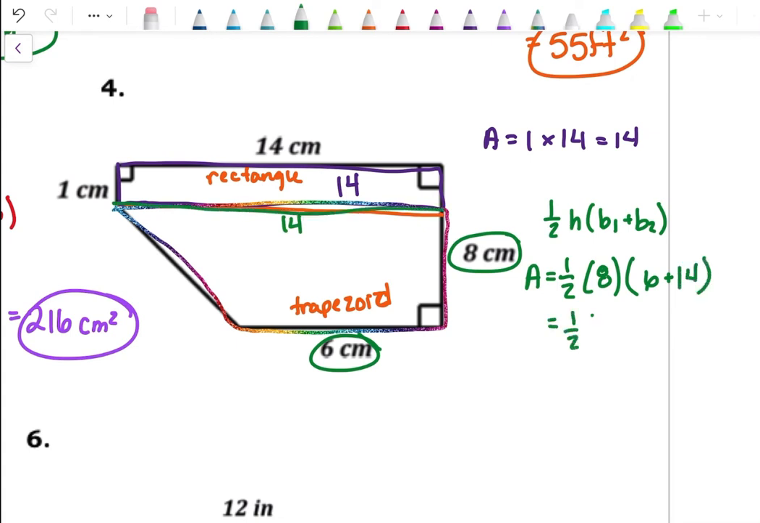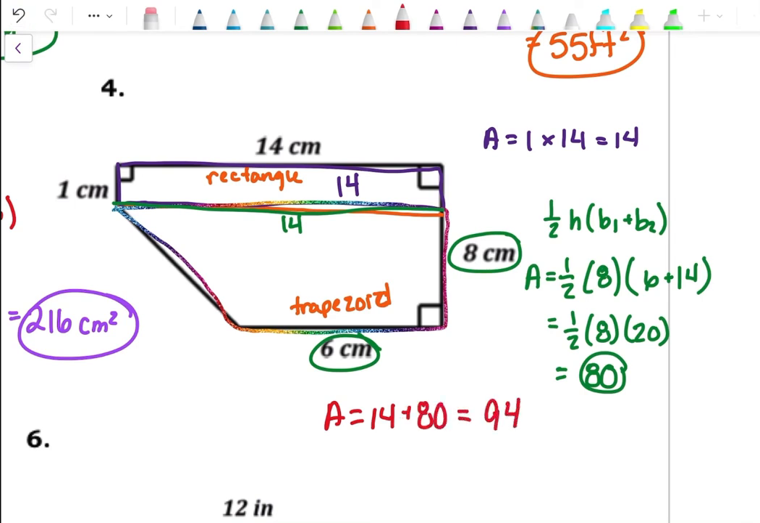So that's 1/2 of 8 times 20, which comes out to 80. So to find the area of both, I'm going to do 14 plus 80, which comes out to 94 centimeters squared.